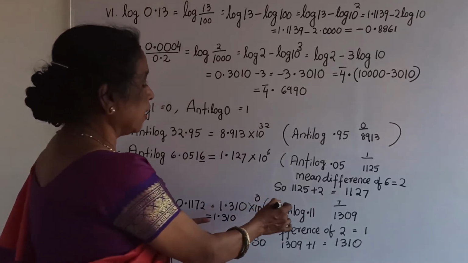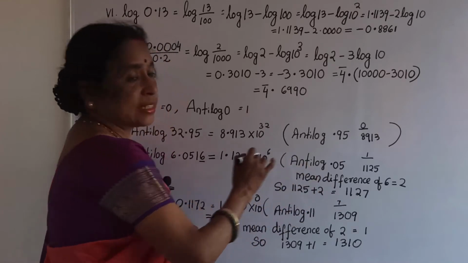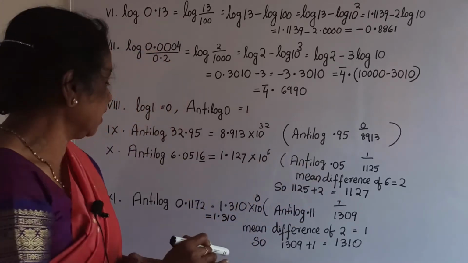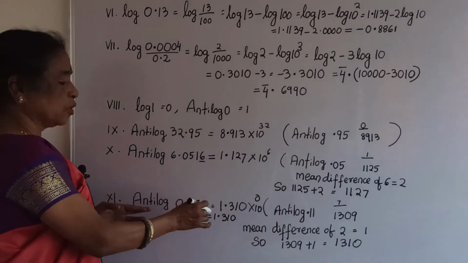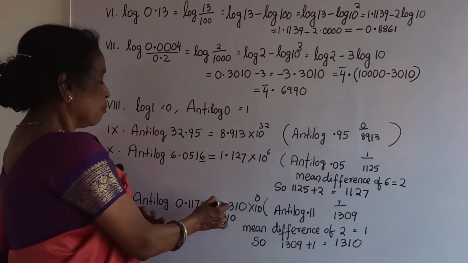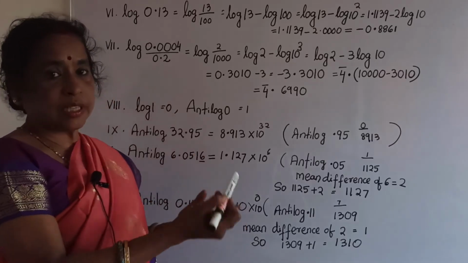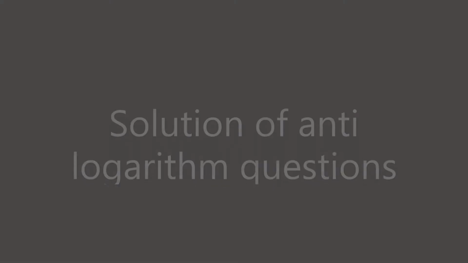And here also, the antilog of 0.1172, you will find antilog of 0.117, it is 1309, and to 1309 you add the mean difference of 2, which equals 1, and the value comes to 1.310, because after one digit you will put the decimal.